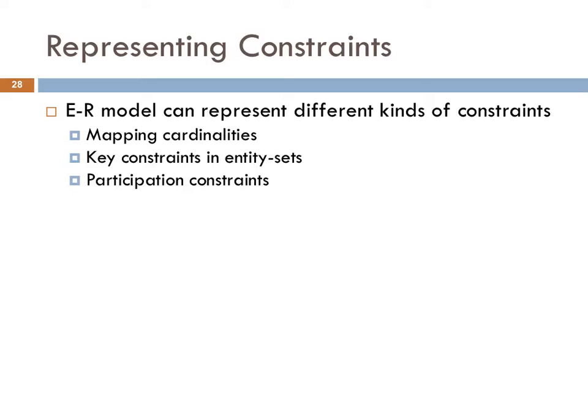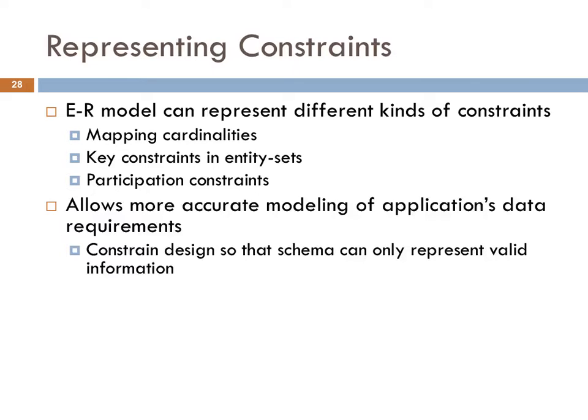You have some set of attributes that's a key, so we'll talk about that a lot next time. But then the other one that you can have in the entity relationship model is participation constraints, which is basically, do you require every entity in an entity set to participate in a relationship set or not? So we'll talk about all of these different kinds of constraints as we go through this.